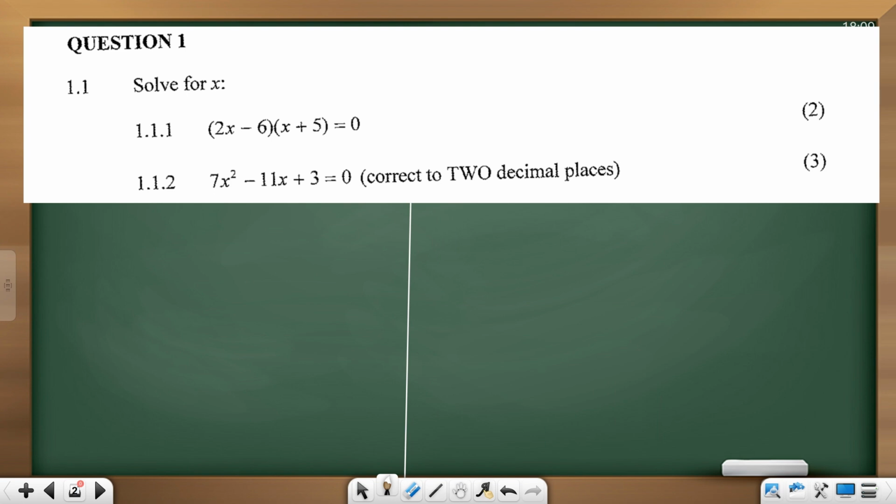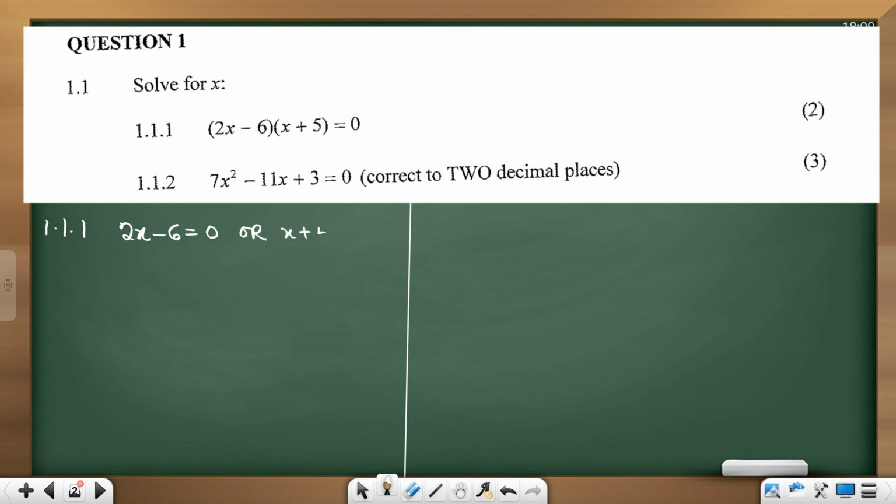Very straightforward. The examiner has given us the equation. Please, there's no need to expand. A lot of people still do those expansions. It's already 0 on the right hand side. So what do I know? 2x minus 6 equals 0.